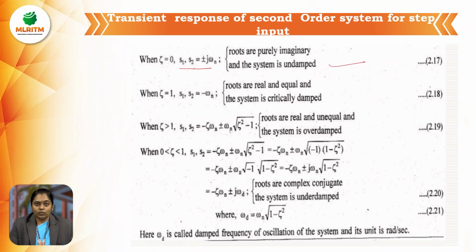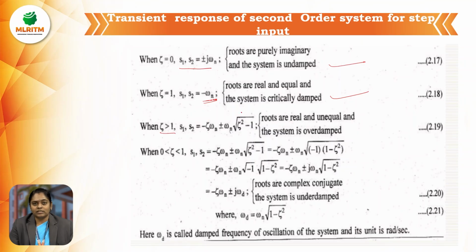Similarly, when zeta is equal to 1, if we substitute zeta equal to 1, we get the two roots as minus omega n, and this minus omega n represents real roots. These roots are real and equal. Whenever we solve a second order equation, if the roots are real and equal, then we can say that such a system is called a critically damped system. Similarly, if you substitute zeta greater than 1, we get the roots as minus zeta omega n plus or minus omega n root over zeta square minus 1. In this case, we cannot find exact values because the zeta value is greater than 1.